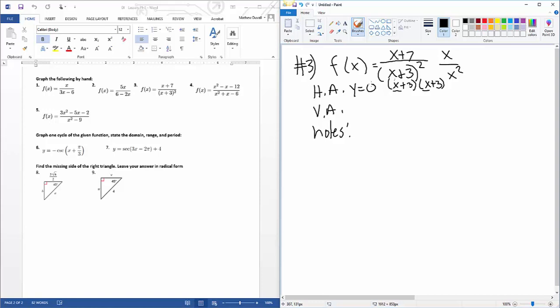Then my vertical asymptotes, if I set the bottom equal to 0, x plus 3 equals 0, you get x equals negative 3. If I take that negative 3 and I plug it back in, I do not get 0 over 0, so there are no holes. So now we go and graph it.